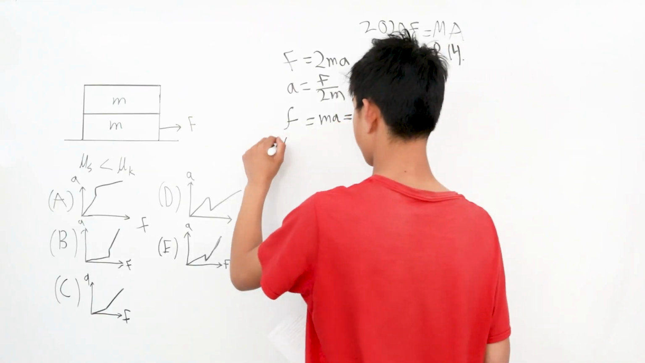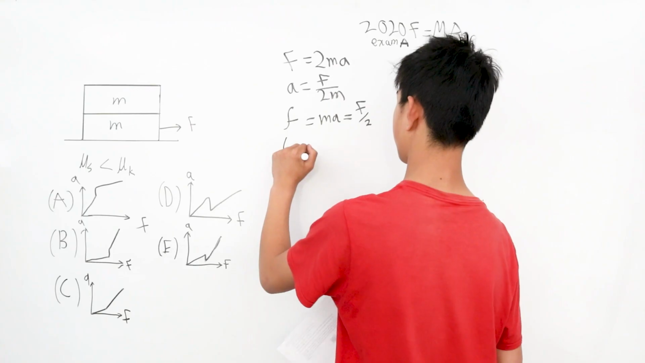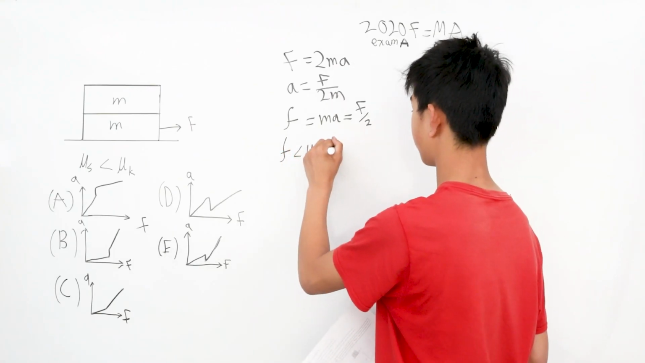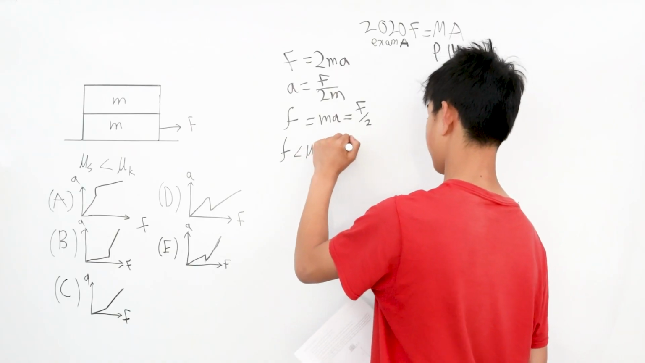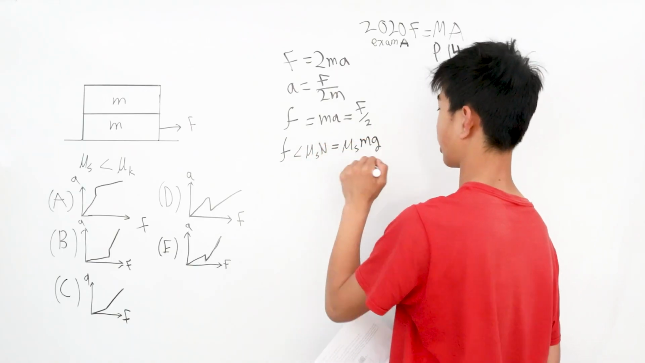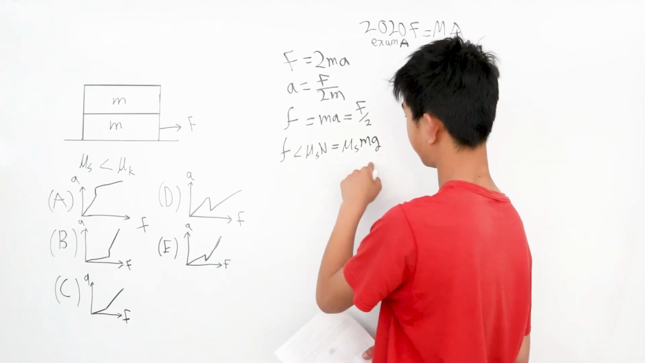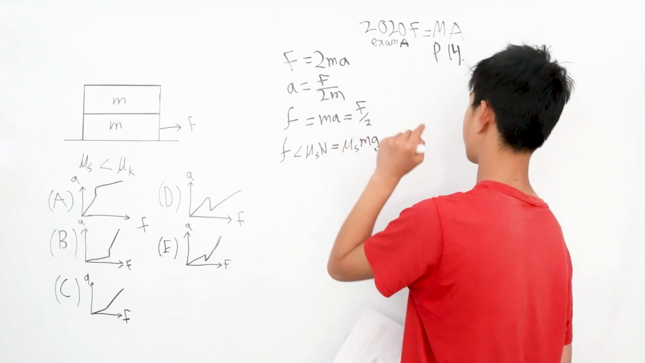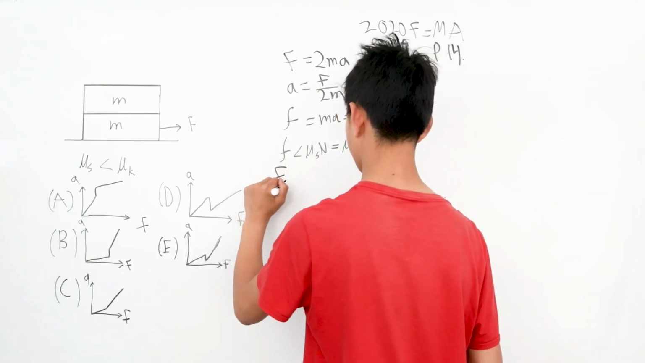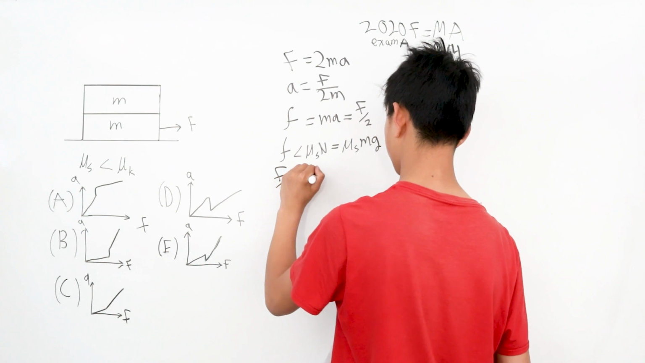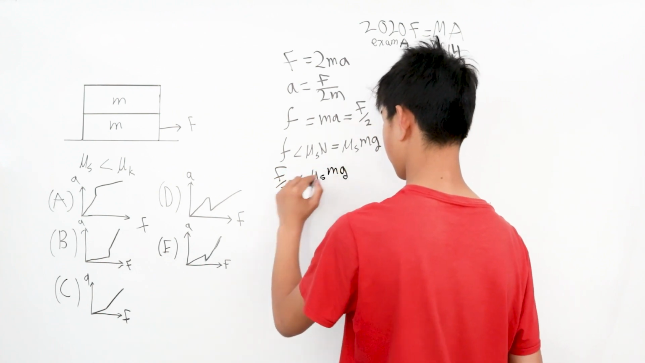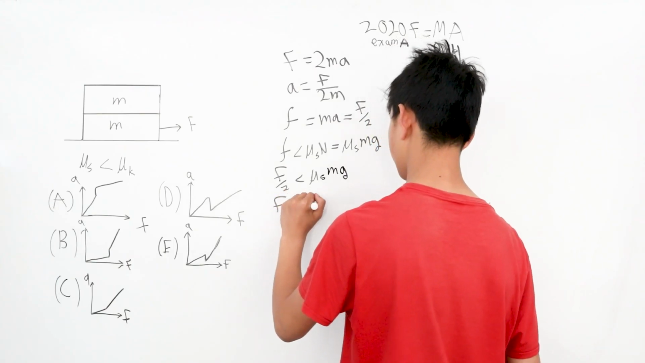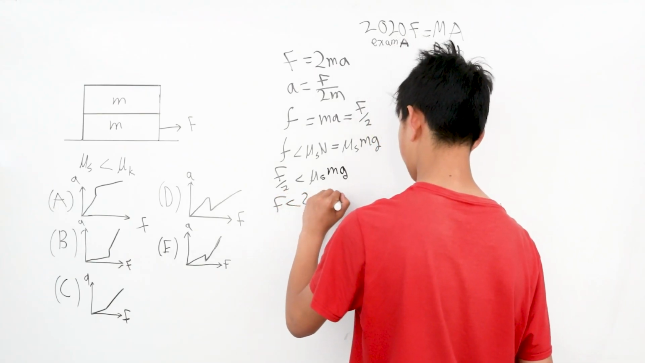We know that friction has to be less than mu of S times N, the static coefficient, where the normal force is simply mg. So we plug that in: friction is less than mu of S mg. Since we know that friction is equal to F over 2, we get that F over 2 is less than mu of S mg. So the force for the static case is less than 2 mu of S mg.